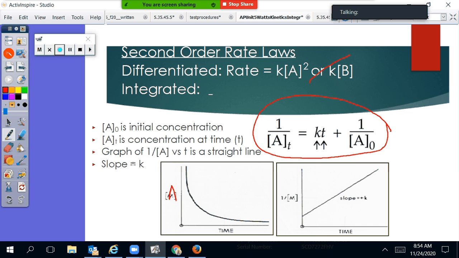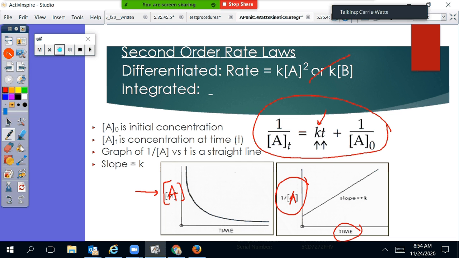Okay, so if you plot concentration versus time, just concentration versus time, you get this curve. Now if you plot the natural log, it still doesn't work, but if you plot 1 over concentration versus time, you get a slope with a positive K as the slope. Okay, and you actually get a positive slope here. You can see that here is your positive slope.